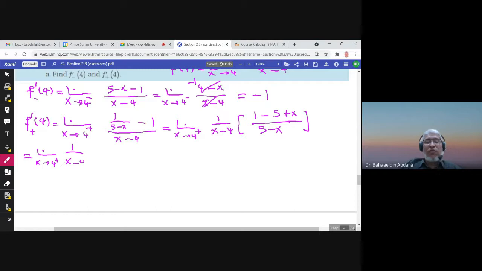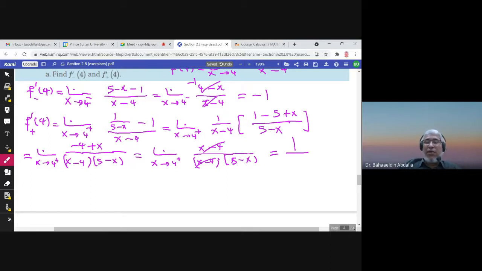Now I have 1 over x minus 4. I can say that x minus 4 and 5 minus x, I can multiply them like this, no problem. And I have in the numerator 1 minus 5, which is -4 plus x. Now, if you look carefully at -4 plus x, it's actually x minus 4. So I can cancel x minus 4 with x minus 4, and I have 1 in the numerator. And if I replace now x by 4, I'll have 5 minus 4, which is 1. So the derivative from the right is 1.